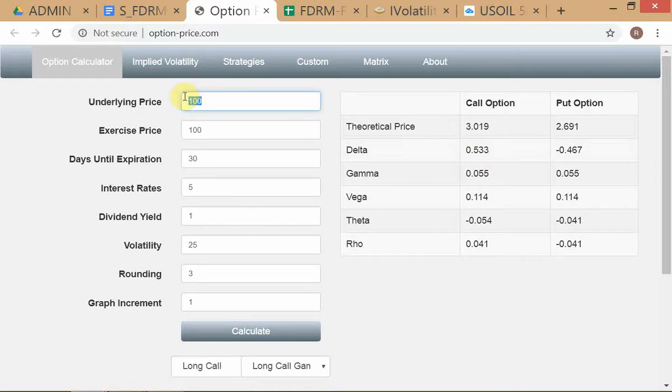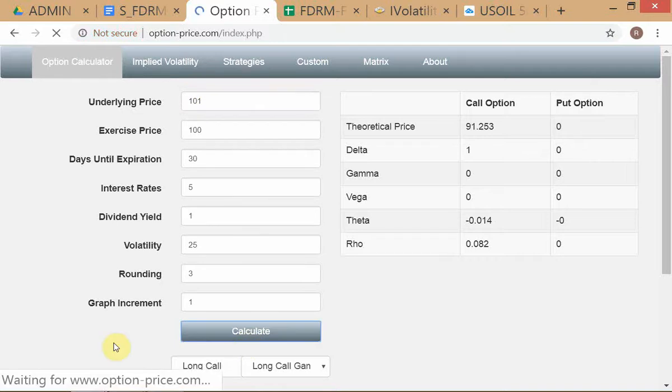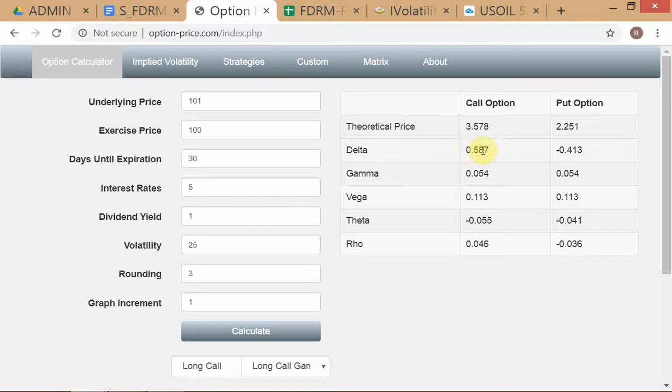If we change this underlying to 101, let's see if there is a material change. No, I changed it to 191. That's why it went to a 100 delta. We call this 100 delta, it becomes like the spot. So you can see there's a small change in the delta. It was around 5.533. Now that the underlying has moved to 101, the option price has changed and the delta has also changed. So when the underlying changes, the delta also changes.